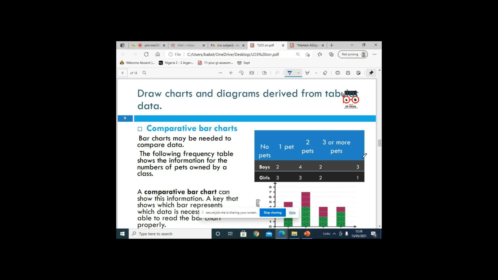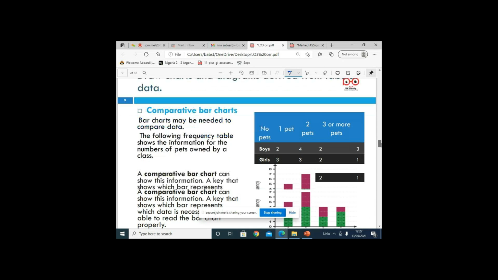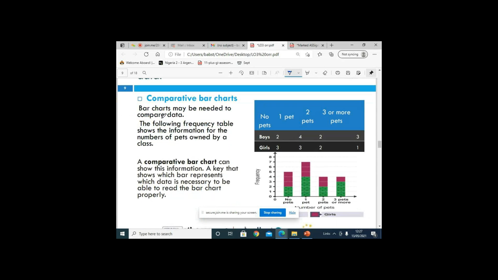So another one is this. We also have a different bar chart. It's called a comparative bar chart. You get it? It's different from a simple bar chart, but it's the same method. For example, a bar chart may be needed to compare data. The following frequency table shows the information for the number of pets owned by a class. So a comparative bar chart can show this information. A key that shows which bar represents which data is necessary to be able to read the bar chart properly.